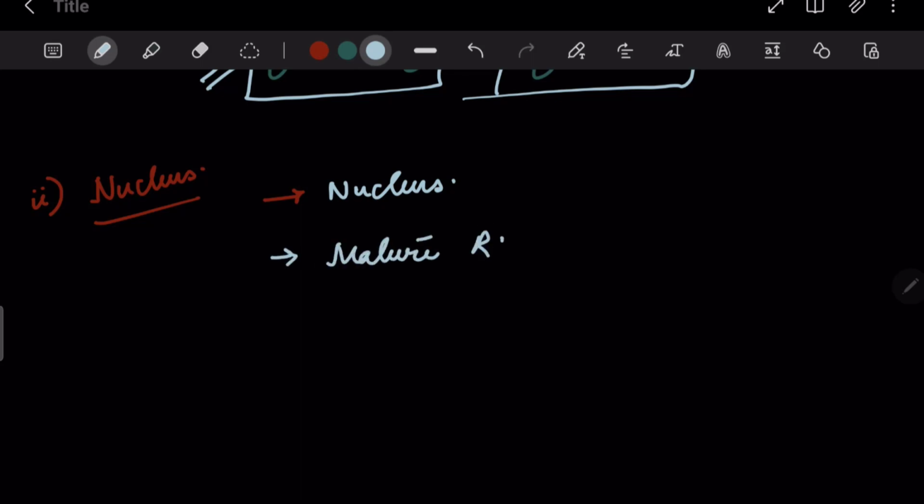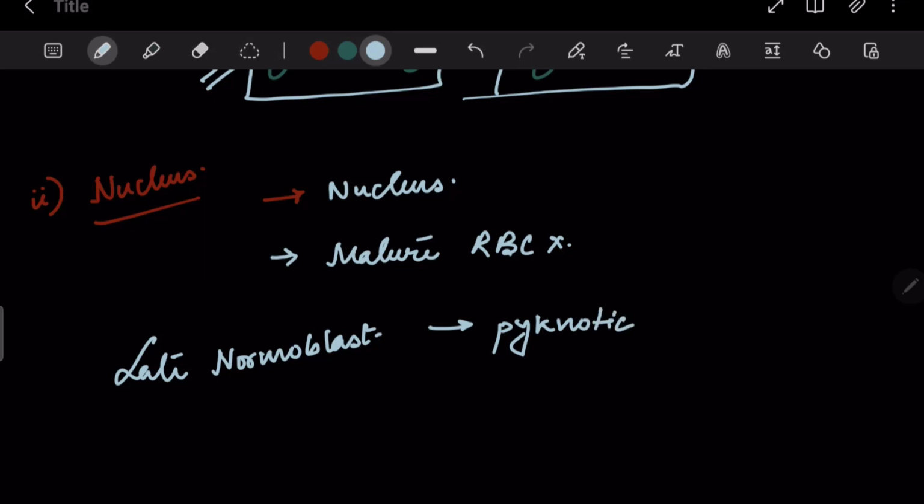Talking about the second property, that is the nucleus. If we talk about the immature RBCs, from the PHSCs to the normoblasts, they have a nucleus. But a mature RBC does not have a nucleus. The last nucleus can be seen in the late normoblast stage. But this nucleus is characteristically very pycnotic or eccentric. What is meant by pycnotic or eccentric is that these are peripheral nuclei, very small, almost invisible nuclei present at the periphery of the cell. These are known as pycnotic or eccentric nuclei.